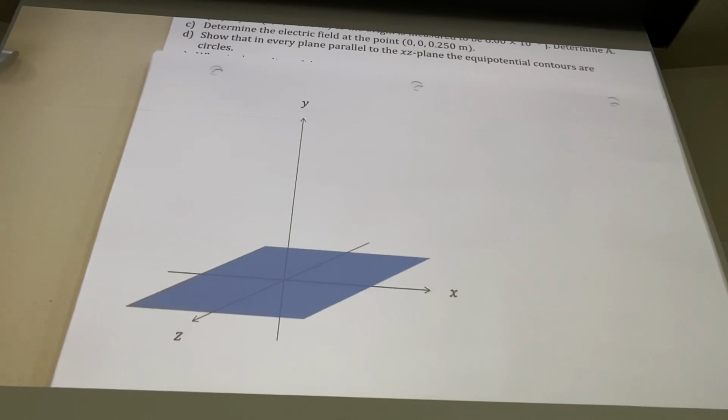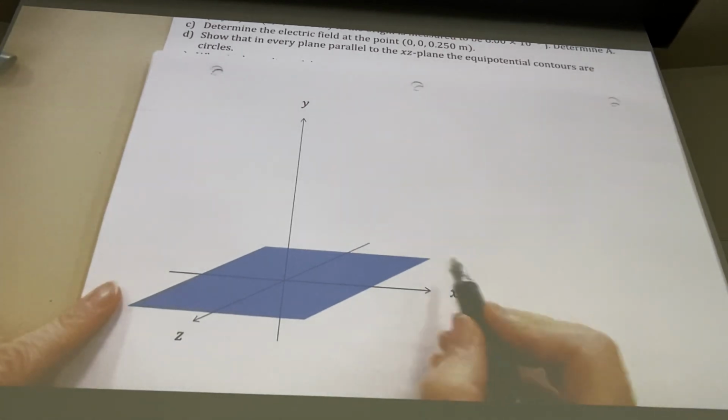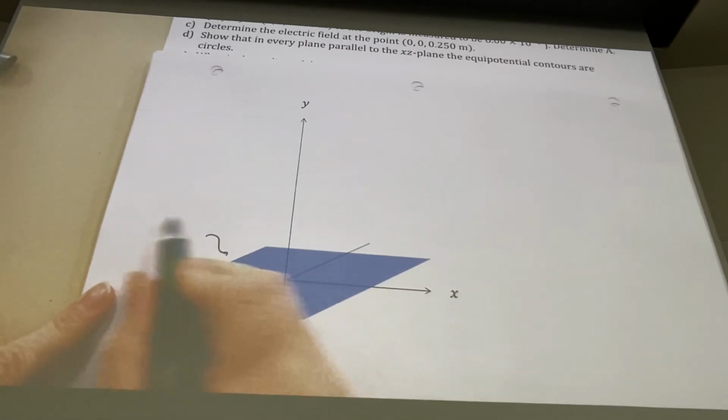So the palm of my hand. X and Z are this way, Y is this way. The XZ plane are these two. So something that looks like this. Here's my attempt at a 3D drawing of this. So this would be a plane parallel to XZ.